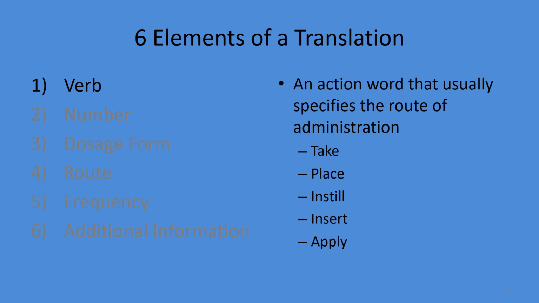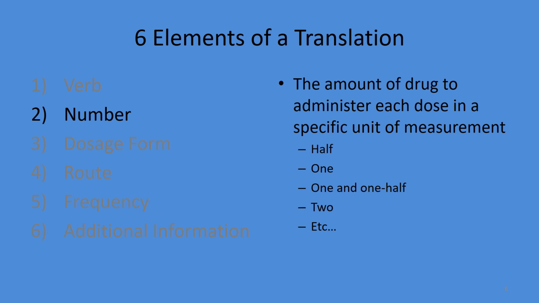First is the verb. A verb is an action word. So some examples here: take, place, instill, insert, apply. So we're always giving them some instructions with the verb. The next element is a number. So it's going to be the amount of drug to administer. You'll need to be able to recognize Roman numerals as well. For example, half would be SS with the line on top. Roman numeral 1, 1 1/2, 2, etc.